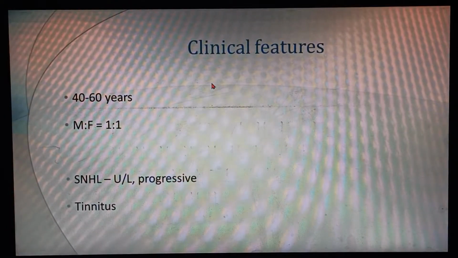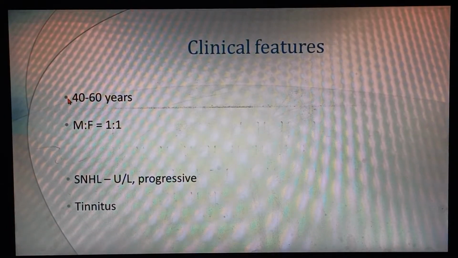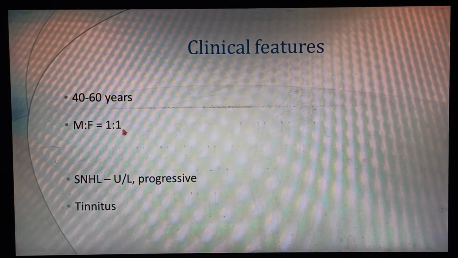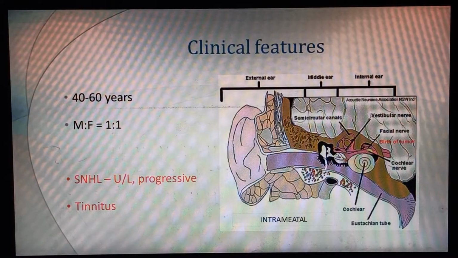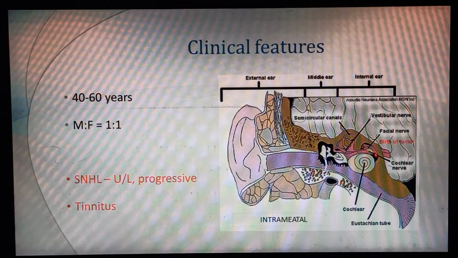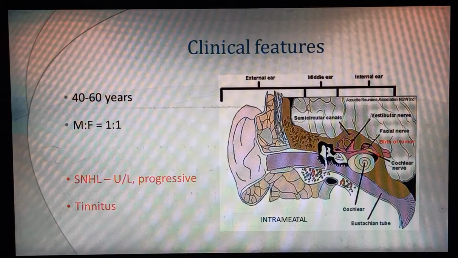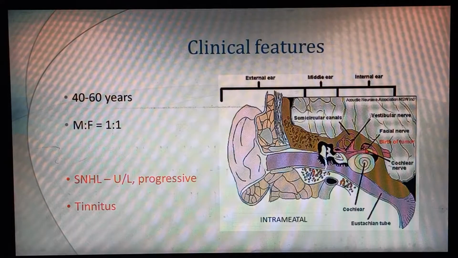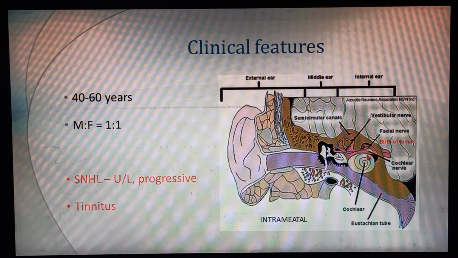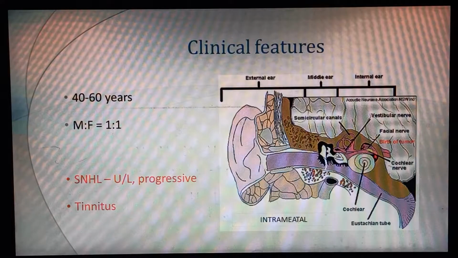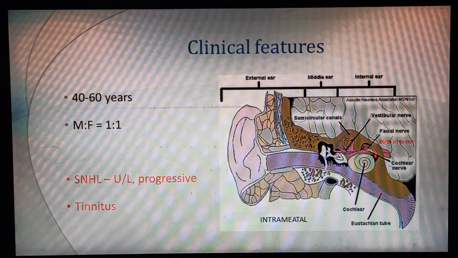So coming to the clinical features, it is most commonly seen at the age of 40 to 60 years, with equal incidence in males and females. And when the tumor is lying intrameatally, there will be initial symptoms. When it lies intrameatally, as you know, apart from the vestibular nerve, there is also another nerve, the cochlear nerve, in the intrameatal portion. So this cochlear nerve gets compressed by the enlarging acoustic neuroma. Due to the compression of the cochlear nerve, the conduction of nerve impulses cannot happen properly, so that causes hearing loss.